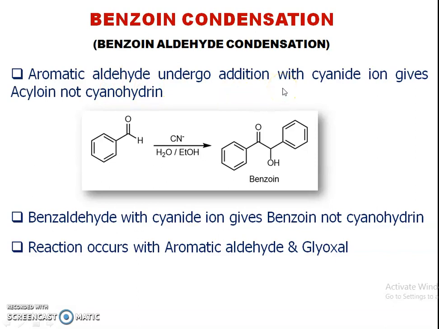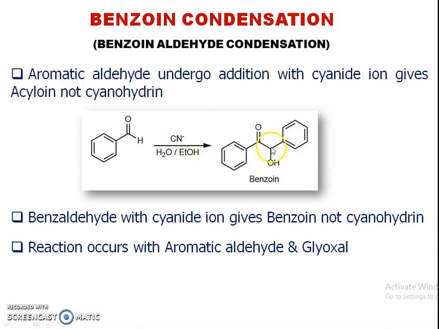It is an addition reaction with the cyanide ion. It gives acyloin, not cyanohydrin. Actually, when CN minus is added to a carbonyl, it usually forms cyanohydrin. But if you add CN minus to an aromatic aldehyde, it undergoes addition like this. It forms a product called benzoin.